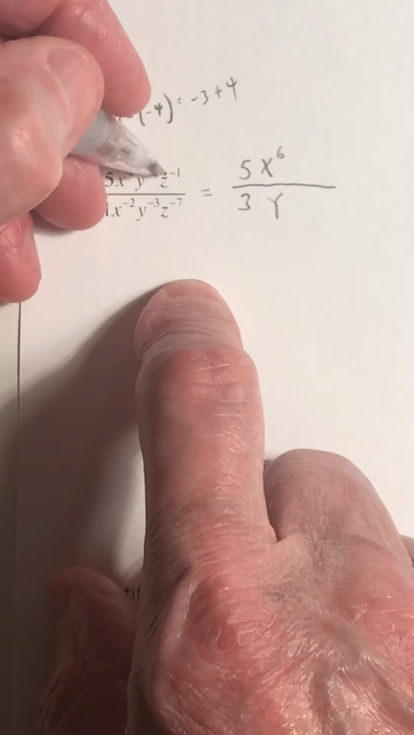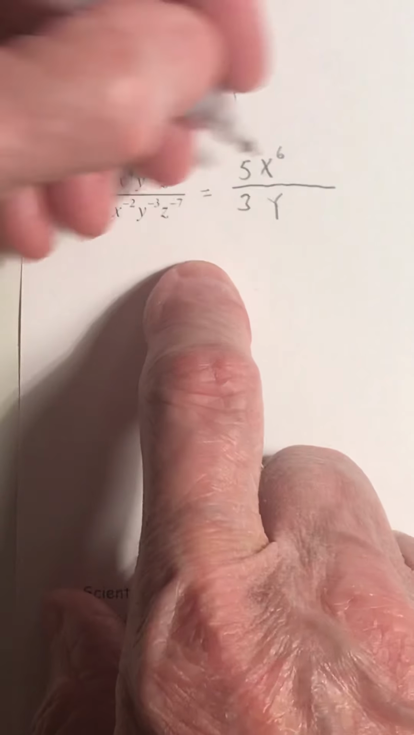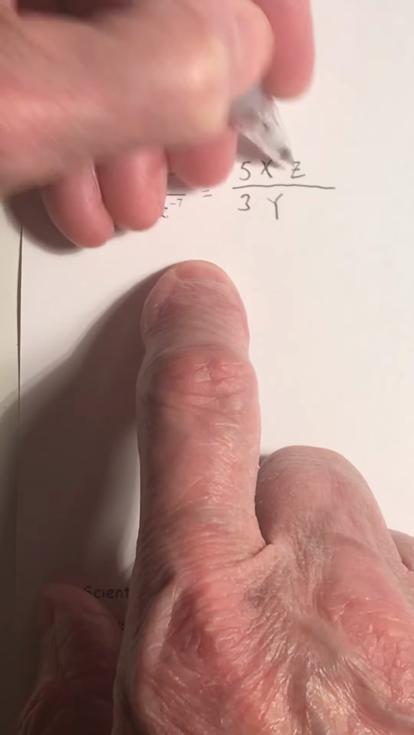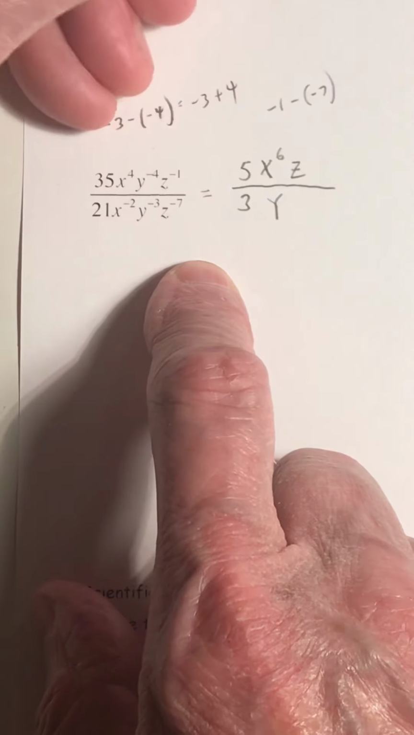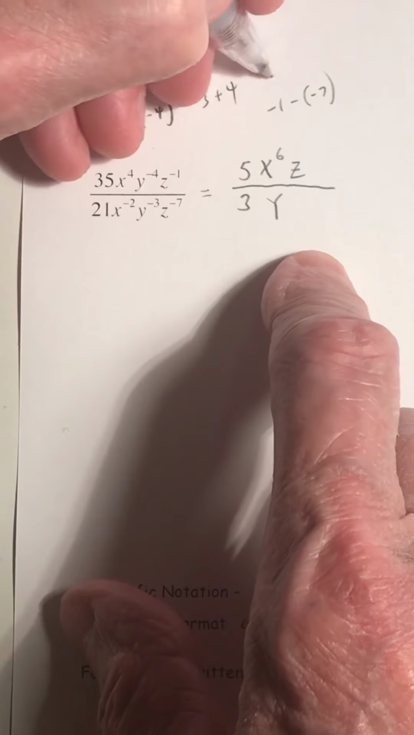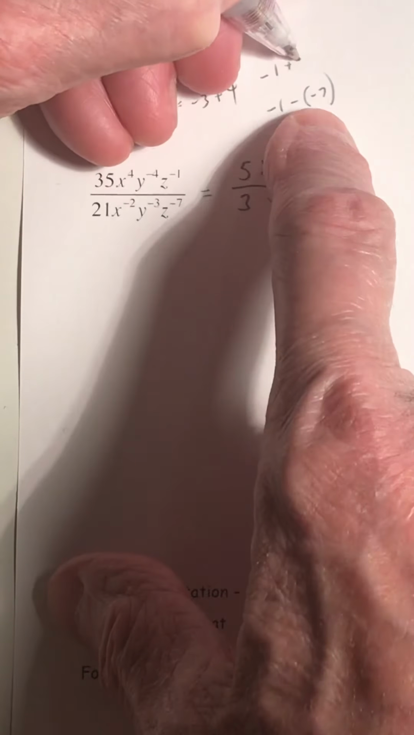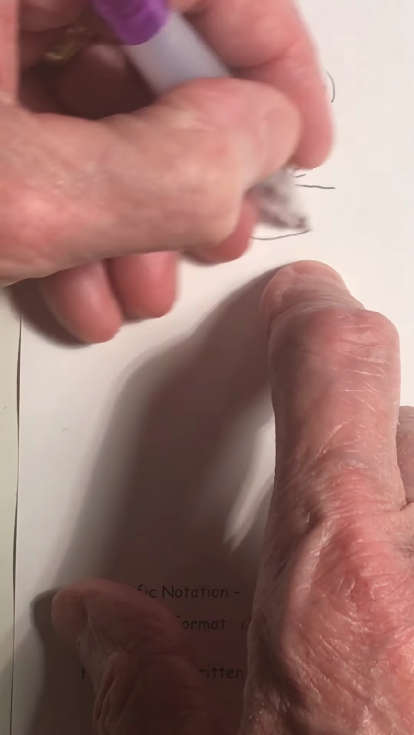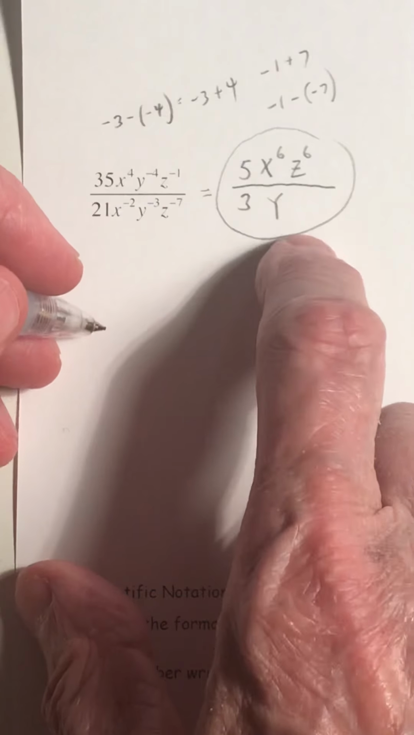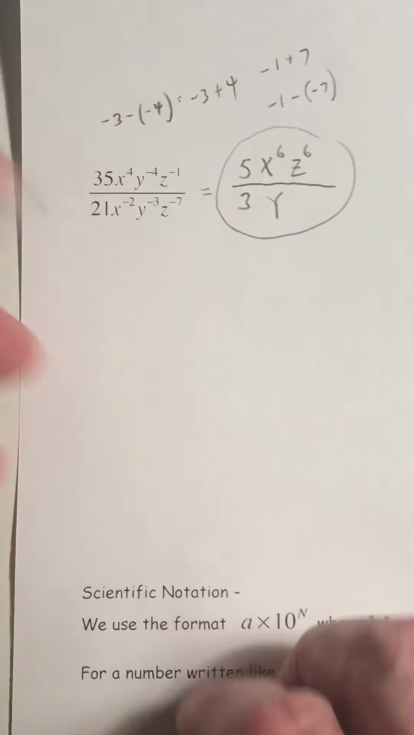And what's bigger, negative 1 or negative 7? Negative 1. So we keep the z in the top. And negative 1, take away negative 7, is equivalent to negative 1 plus the opposite, positive 7, which adds up to 6. There's our answer, 5x to the 6th, z to the 6th over 3y.